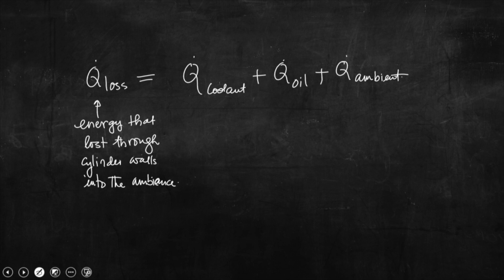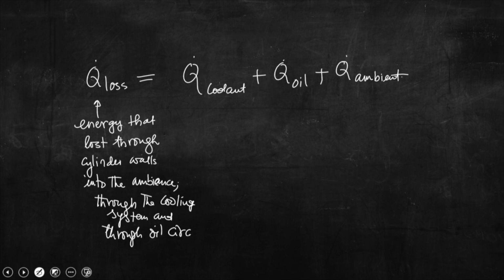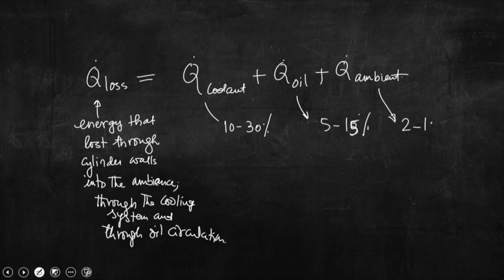So, as I said, this energy is lost through cylinder walls into the ambience through the cooling system and through oil circulation. We shall discuss all this. Now, what about this? The coolant part is basically 10 to 30%, Q oil is very small, 5 to 15%, and Q ambient is 2 to 10%. Okay. So, this is the classification.